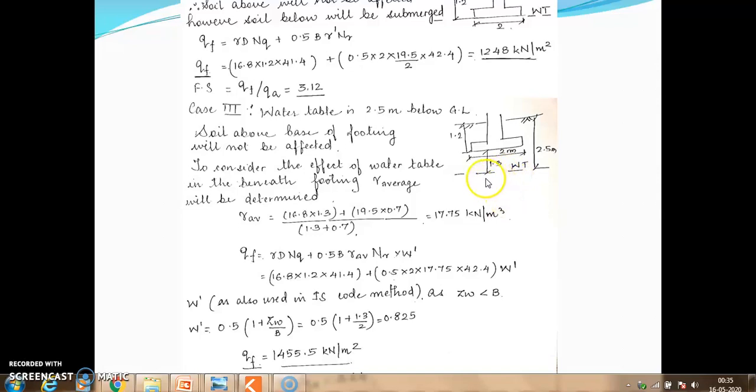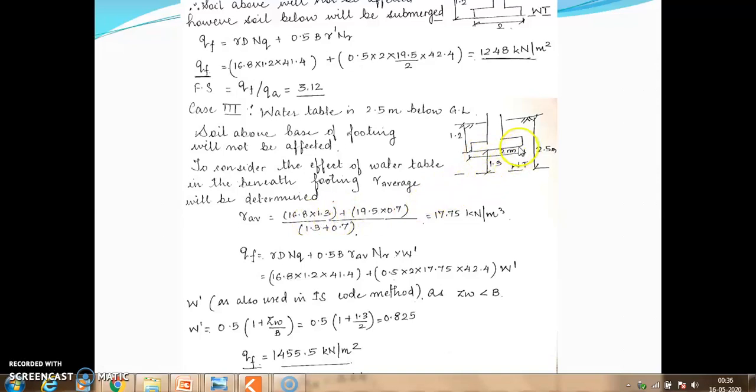In this case, we find out the average unit weight for the third term. To consider the effect of the water table beneath the footing, gamma average will be determined. So how do we find this? This 1.3 meters is 2.5 minus 1.2. It's not directly given as 1.3. So the 1.3 meters will have 16.8.